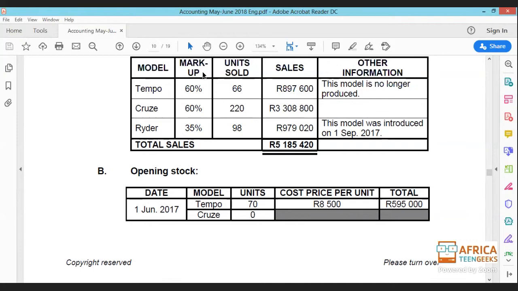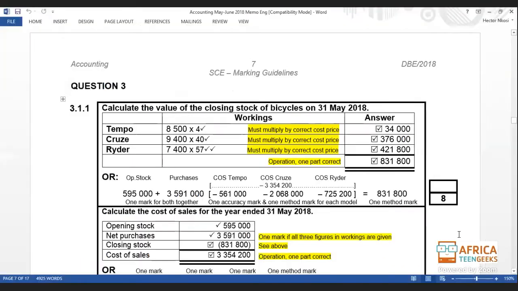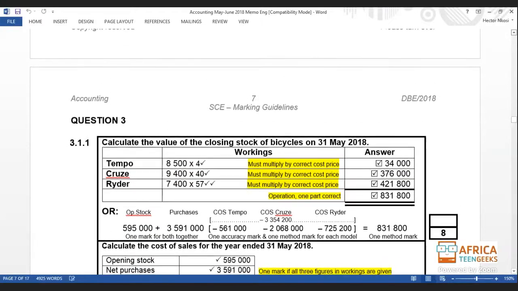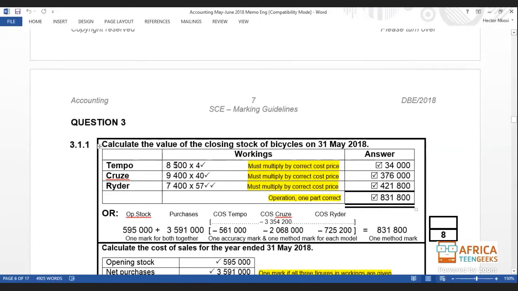Now, if you go back to your solution, let's go back to our workings. Still looking for my workings here. All right. This is how you have to calculate it. For Tempo, it's 8,500 times 4 units, because this is money, I just need to put an R, and we'll get 34,000.